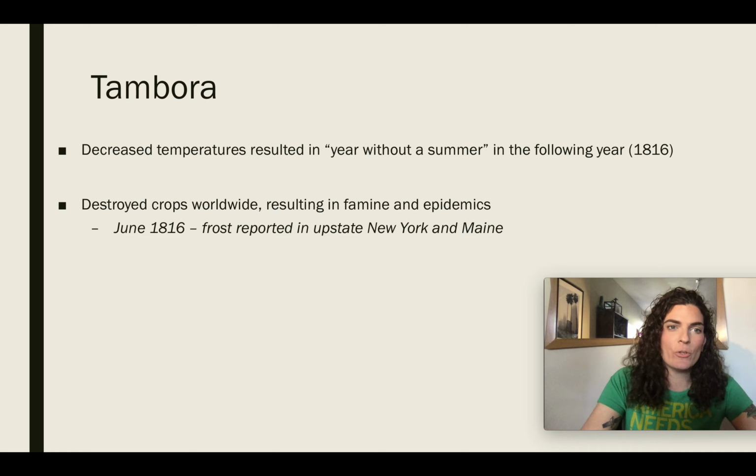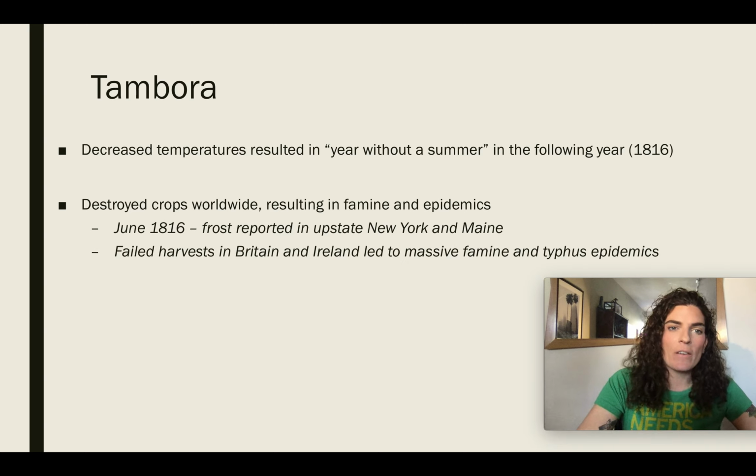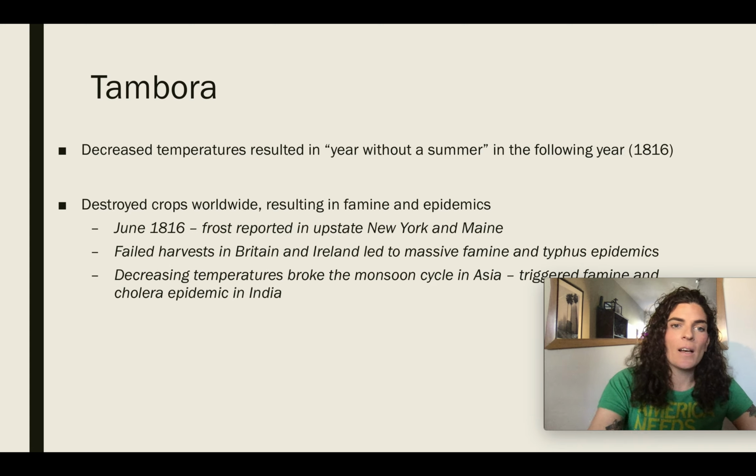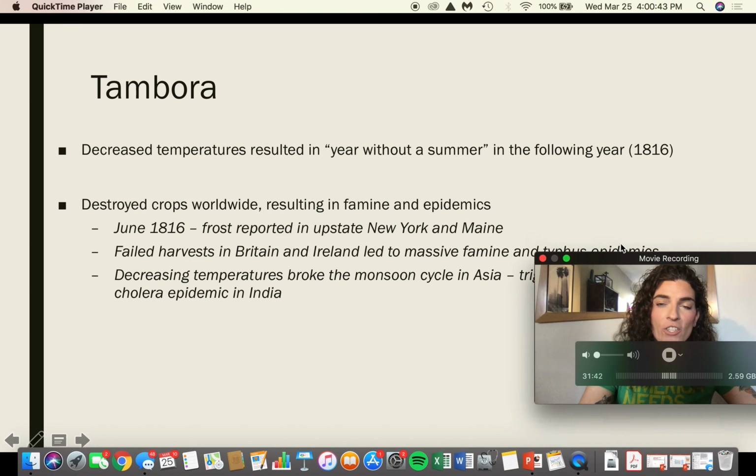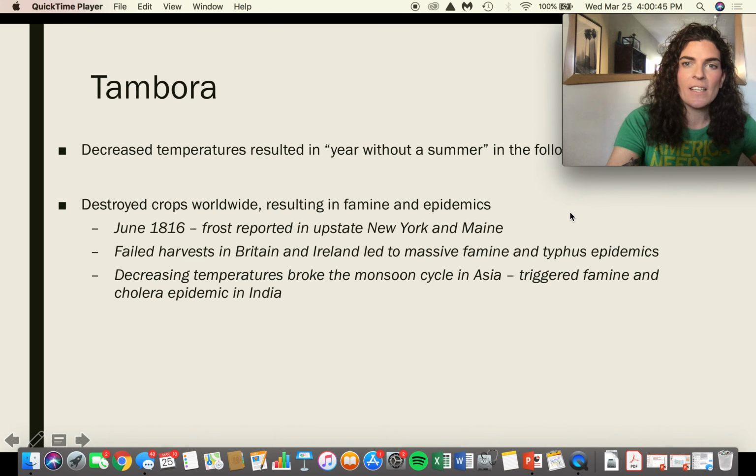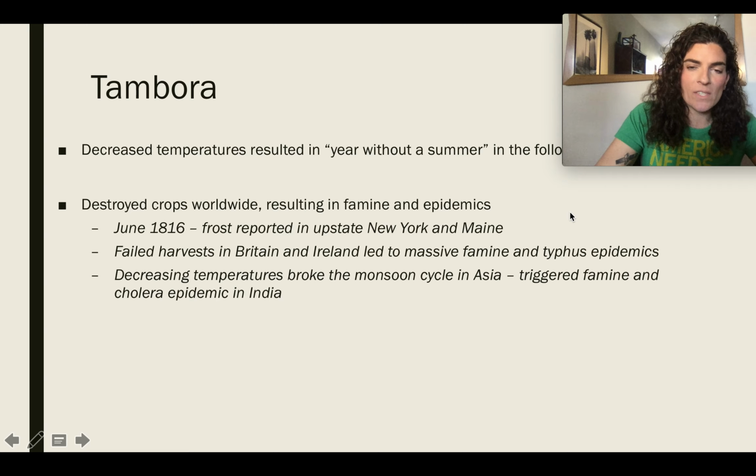For example, in June of 1816, there was frost reported in upstate New York and Maine, where a lot of farming and agriculture was happening at the time. Failed harvests in Britain and Ireland led to massive famine and typhus epidemics. As I mentioned, the change in precipitation patterns broke the monsoon cycle in South Asia, which triggered famine and a cholera epidemic in India.